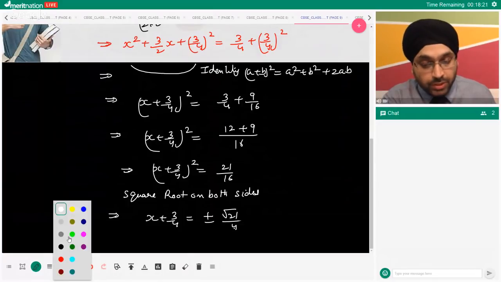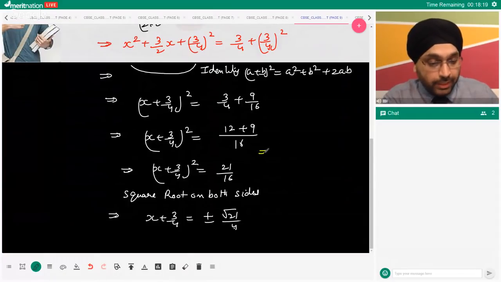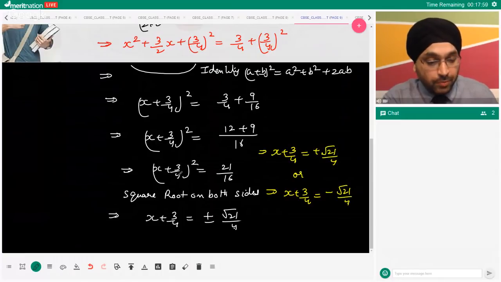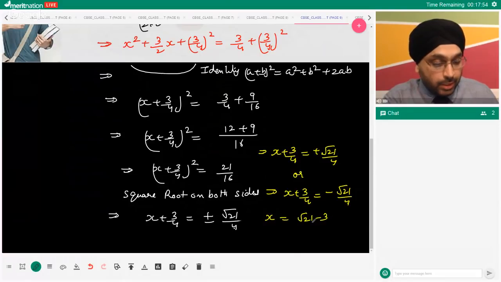Then, guys, we just need to simplify it further. So we can write this as x plus 3 by 4 equals to plus root of 21 by 4, or this can be written as x plus 3 by 4 equals to minus root 21 by 4. Now, if you simplify it further, x will come out to be root 21 minus 3 upon 4, or minus root 21 by 4 minus 3 by 4. So, guys, this is the answer.